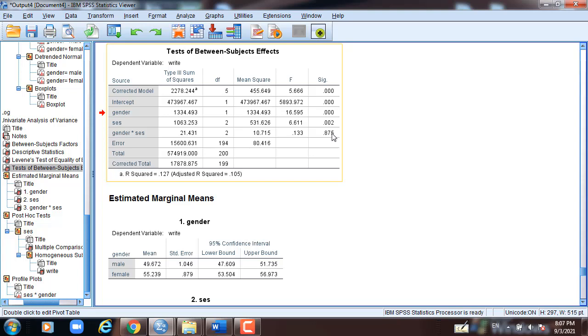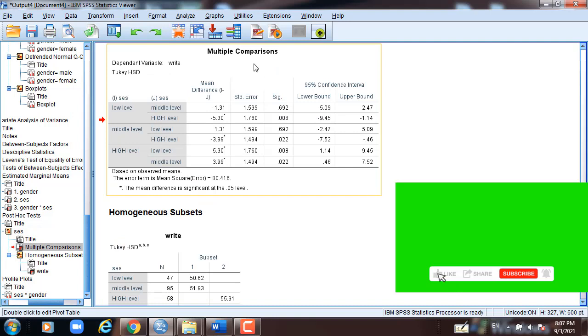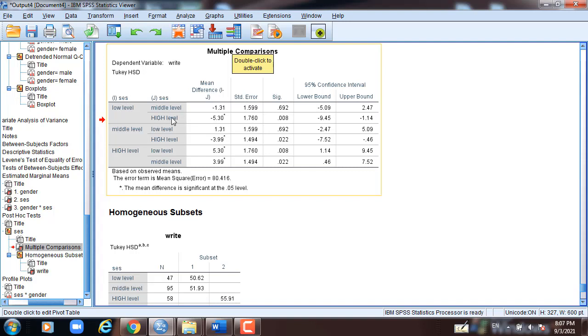Then we move to the comparison table. As you can see here, this is the multiple comparison. As you can see, the dependent variable is right. The variable SES has low level, middle level, and high level, and we compare middle level with low level and high level. Then we can see that we are interested in the low level with high level, which is statistically significant, less than 5%.